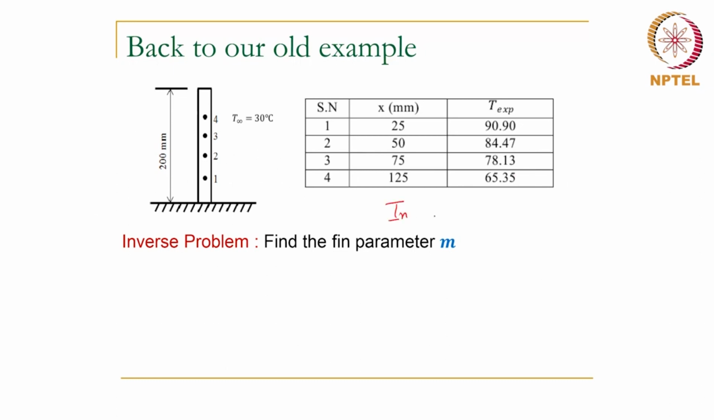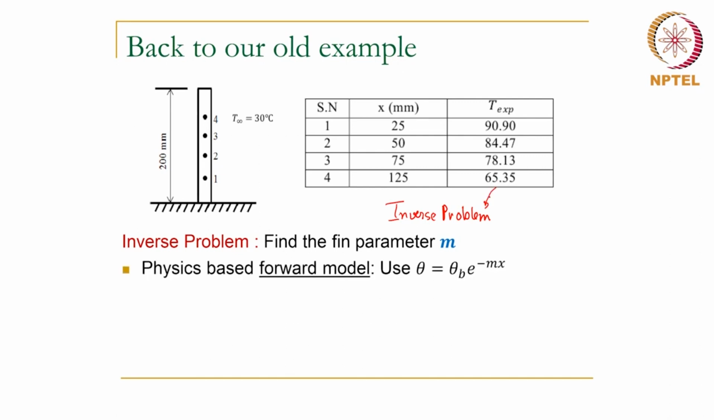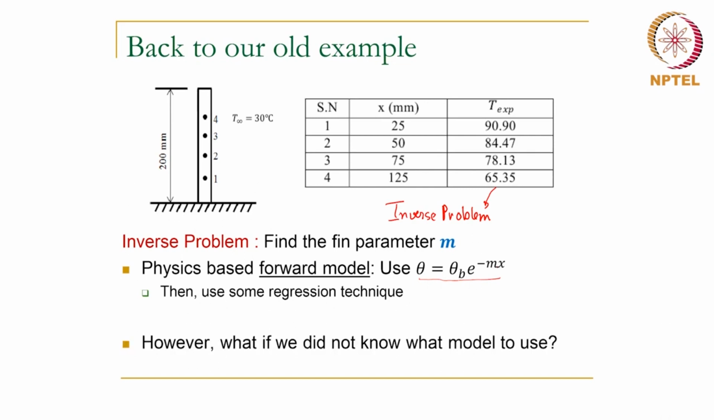Forward problem is, given m, find out temperatures. Inverse problem is, given temperatures, find m. A physics-based forward model would be, we solve the differential equation, we get this relationship, and then we use some regression technique. You could take a log and use linear regression, or you could use non-linear regression. But here is the problem. What if we don't know this?